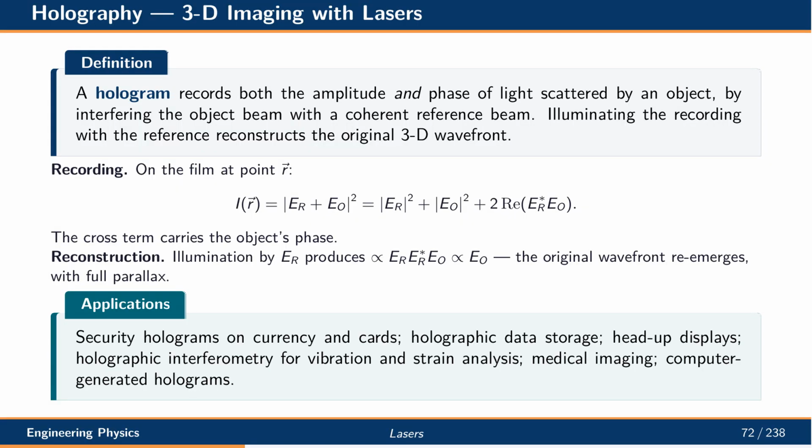Holography is a remarkable application of laser light. Unlike photography, which records only intensity, a hologram records both amplitude and phase of the light scattered by an object. An object beam interferes with a coherent reference beam on a film, producing a complex interference pattern. When illuminated again by the reference beam, the original three-dimensional wavefront re-emerges with full parallax. Applications include security holograms on currency, holographic data storage, head-up displays, holographic interferometry for vibration analysis.